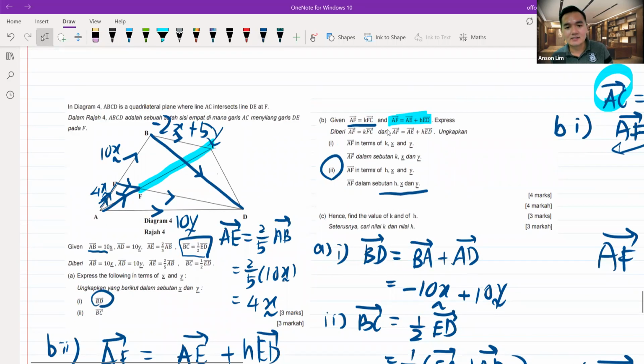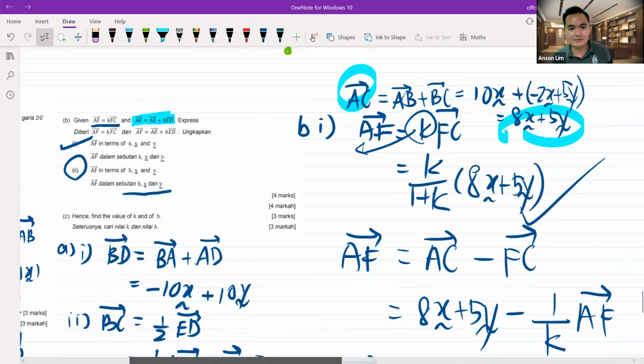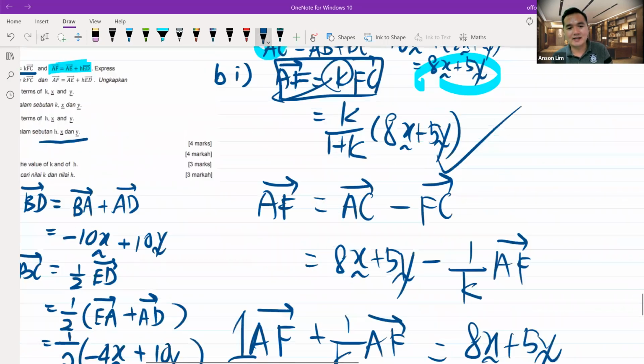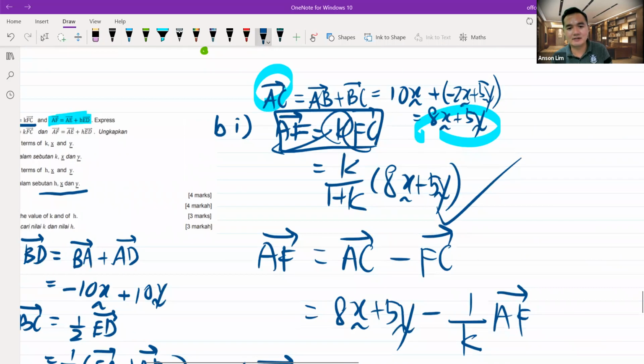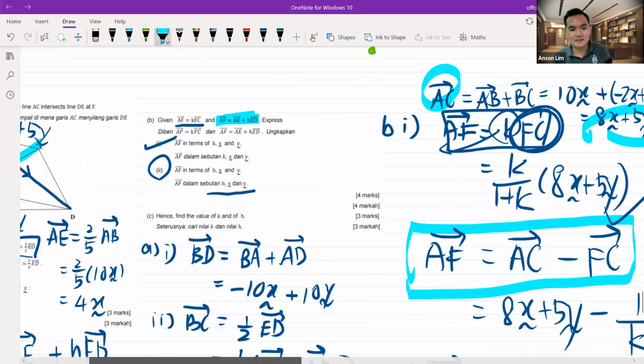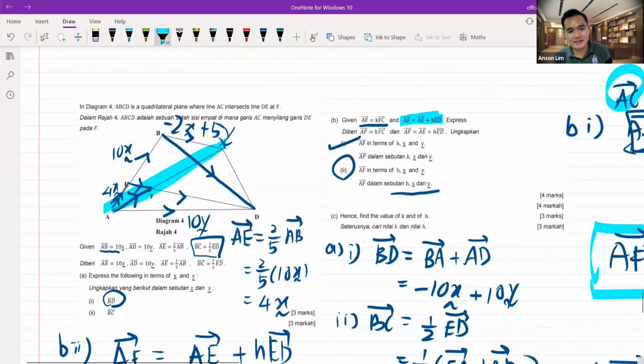Now, question. Your friend asked just now how to get AF. Just now I showed AF. You see all of you wrote AF equals KFC. But it is very hard if you see it this way because FC is very hard to link. So I start with this important link. AF equals AC minus FC is actually a straight line. You see a straight line AF.